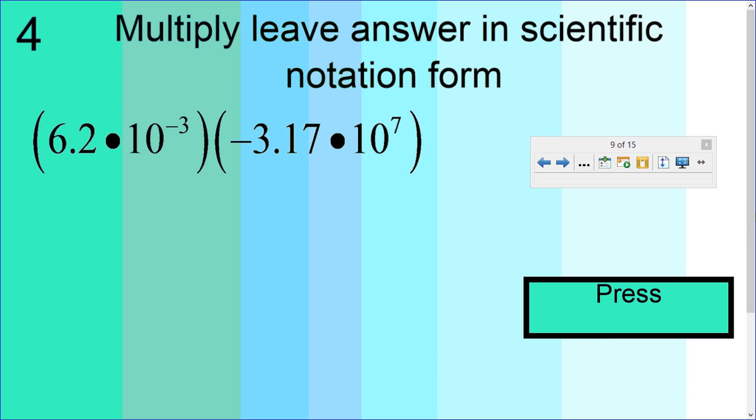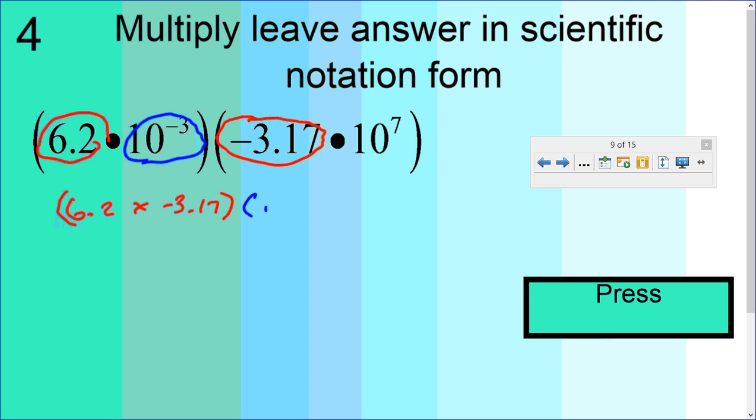So remember, get your coefficients together, and that's the first number. And I notice we have a negative number there. So get those together, 6.2 times negative 3.17. And then get your exponents together. 10 times negative 10 to the negative 3. Oh, a negative exponent. And 10 to the 7th power.